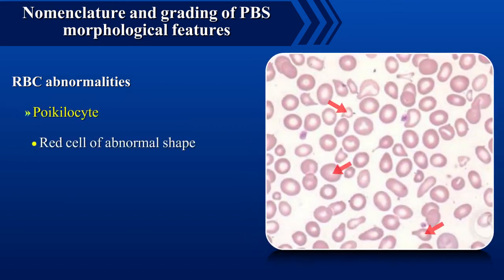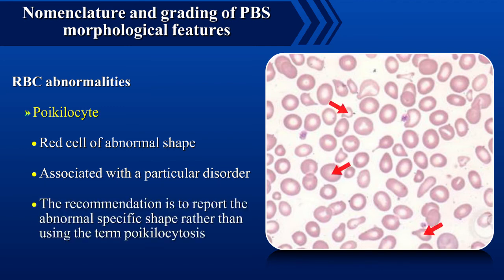Poikilocyte is a red cell of abnormal shape and may be associated with a particular disorder. The recommendation is to report the abnormal specific shape rather than using the term poikilocytosis.